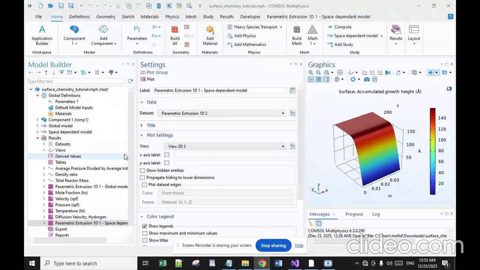Commercially important materials prepared by CVD: polysilicon. Polycrystalline silicon is deposited from trichlorosilane or silane using the following reactions. For example, SiH4 gives Si plus 2H2, silane giving silicon plus 2 hydrogen.